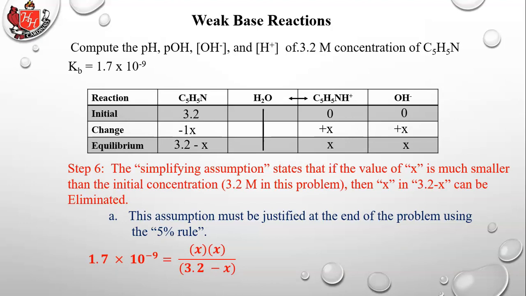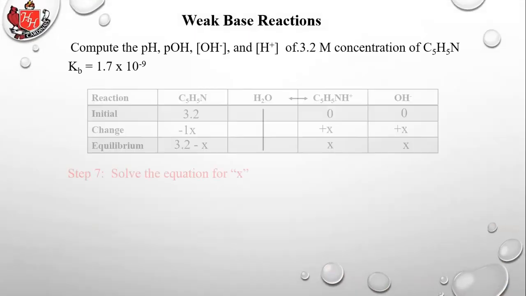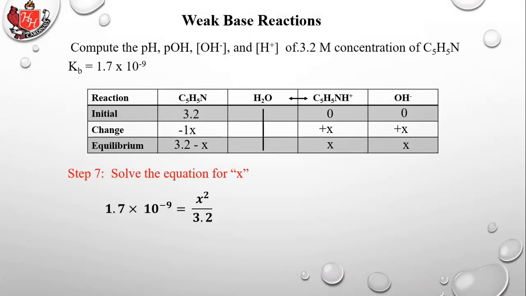So there you go. There's the equation from the last slide. And you simplify it to x squared. X times x is x squared over 3.2. Now it's just an algebra problem to solve for x. So there you go. You multiply both sides by 3.2. Cancel on the right side. You get x squared equals 5.44 times 10 to the minus 9.